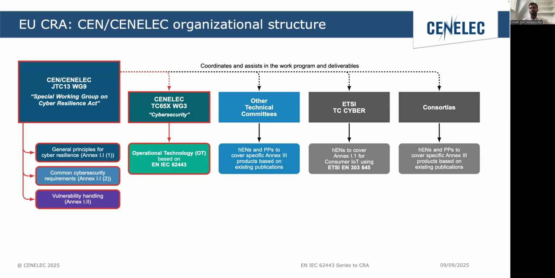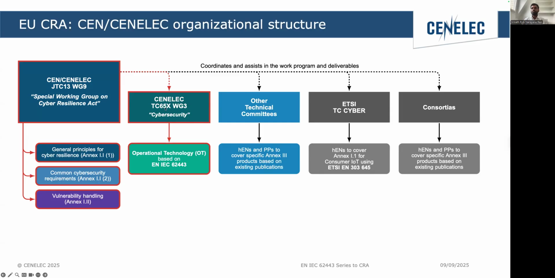Of course, we have a horizontal group and other technical committees, as mentioned by Lucia before, like the working group 224, 47X. There are other products, other standards being developed with other working groups. So we have a big horizontal team, which is working group 9, which is working on the Cyber Resilience Act, as you see. And their main responsibility is to generate these standards on Annexure 1, general principles, cybersecurity requirements, Annexure 2, part 2, vulnerability handling, Annexure 1, part 2.